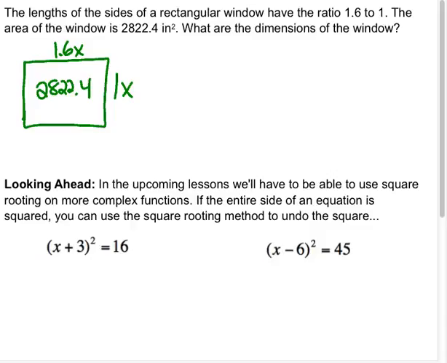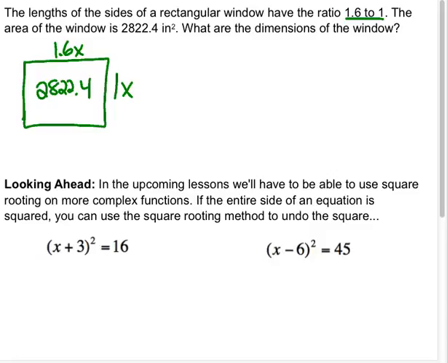Because remember, whenever we don't know something, we start with x. Well, this ratio is telling us that that second side has to be 1.6 times the first side that we just labeled. And now that we know that, now we're actually pretty set up.